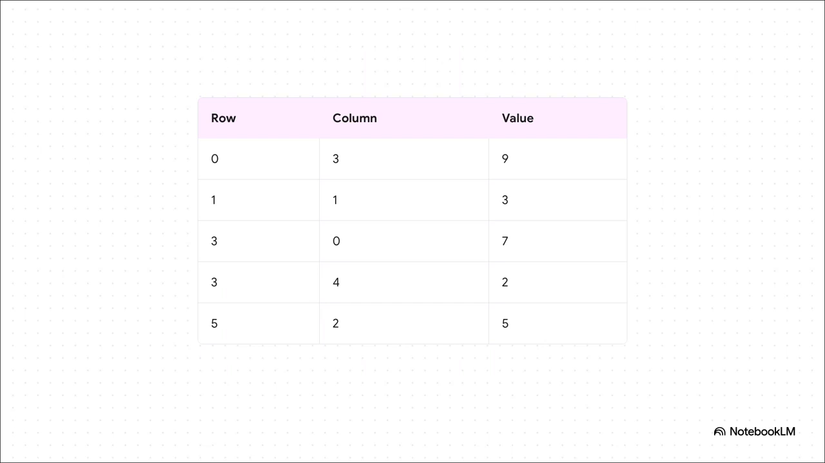And here it is. This is that aha moment. Remember that big, mostly empty 6x6 grid we started with? It's been transformed into this. Just a simple, clean little table. All the important information is still there, right? The value 9 is at row 0, column 3. The value 3 is at row 1, column 1. We haven't lost a thing, except for all the waste.